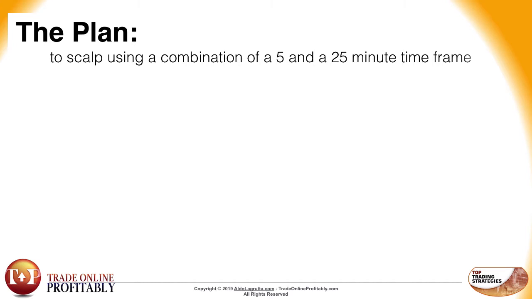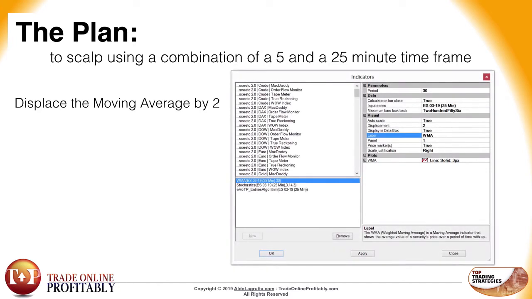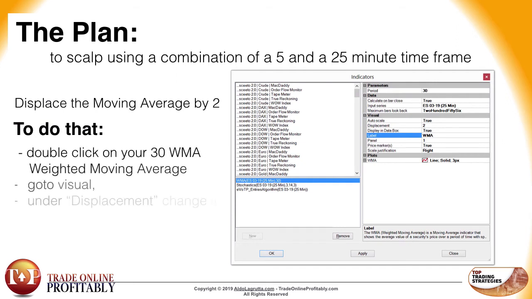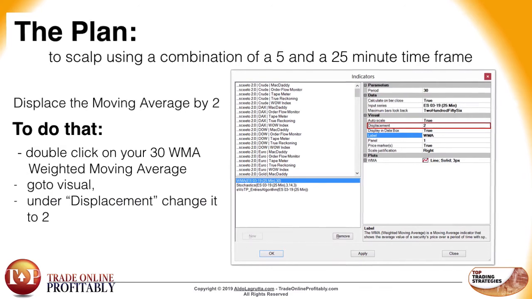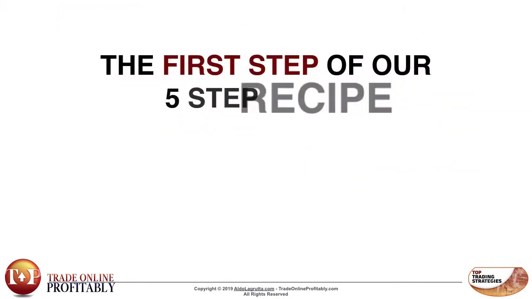On my 25-minute chart, which will be the reference frame, I will place a 30-weighted moving average. I like to displace my moving average by 2. That way, it makes it easier for me to see the changes in the slope. In order to change the displacement, just double-click on your 30-weighted moving average, go to Visual, and under Displacement, change it to 2. Now I'm going to go through this trade step by step as in our recipe.